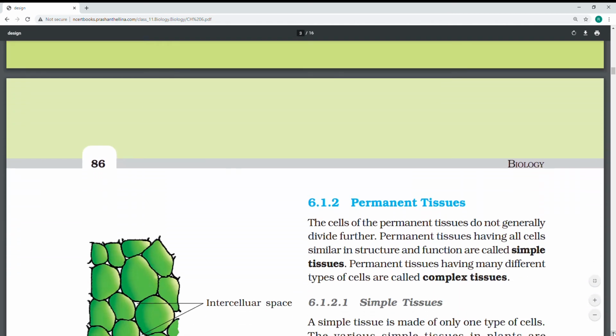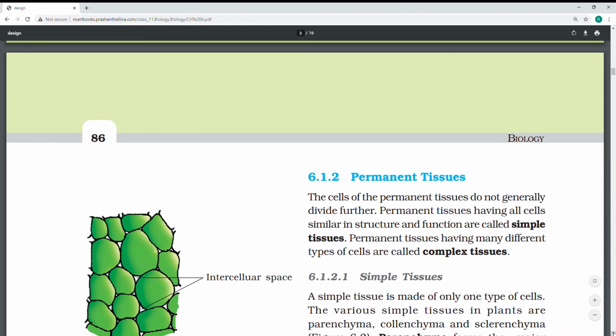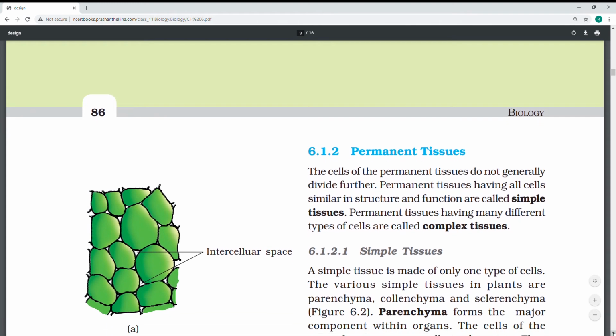So here we have learned about meristems, those we have learned already. Now we are going to permanent tissues. Permanent tissues are of two types, simple tissues and complex tissues. The simple tissues are parenchyma, collenchyma, and sclerenchyma. The complex tissues are the vascular conducting tissues, those are xylem and phloem. So now I am starting with the simple tissues.